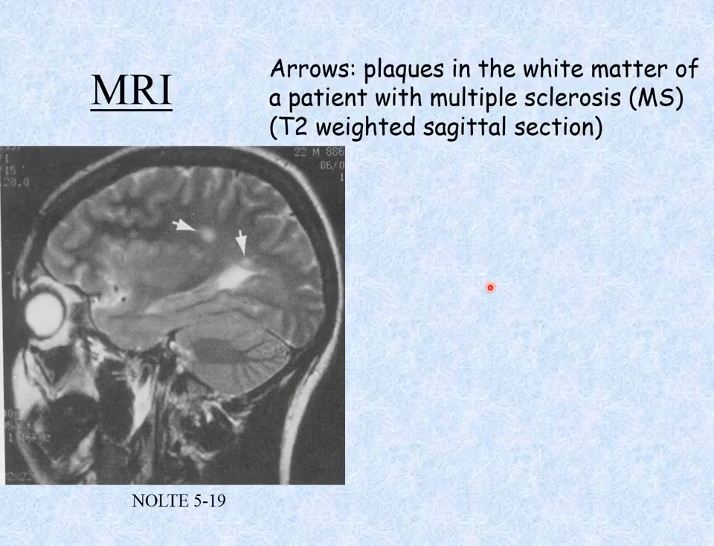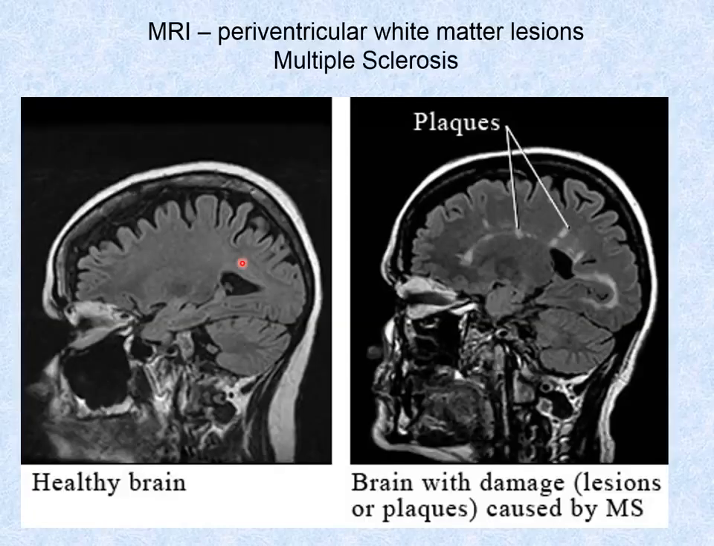The MRI is also very useful in multiple sclerosis. And here we see on a T2 weighted image plaques that are in the white matter and in the periventricular area right over here. We see additional images. This is in a healthy brain, and this is in an individual with multiple sclerosis. And we see these indications of multiple areas of demyelination in the periventricular area in the white matter.